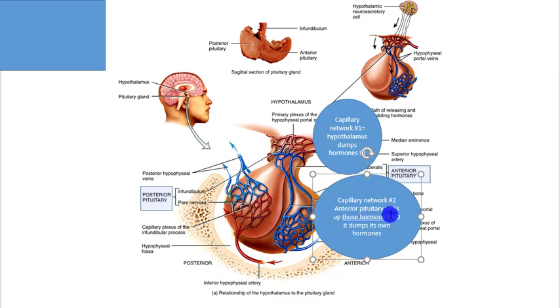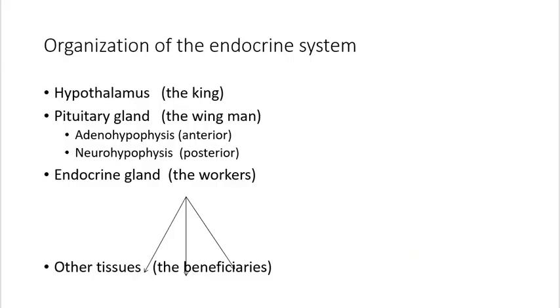So here, the anterior pituitary picks up those hormones that came from the hypothalamus. And then what it'll do is it'll say, okay, that's cool. I just received a hormone from the hypothalamus. That is now telling me that I need to produce something else. And then the anterior pituitary will produce other hormones that dump into the system, which then goes out to the rest of the body. Okay, so we'll look at that in a little bit more detail. For now, the organization of the endocrine system, the hypothalamus itself is the king, the pituitary is the wingman.